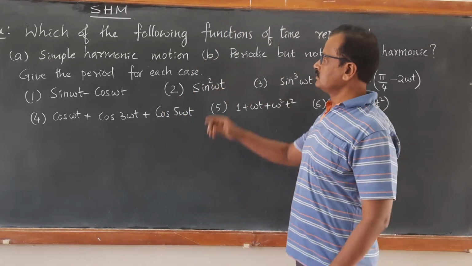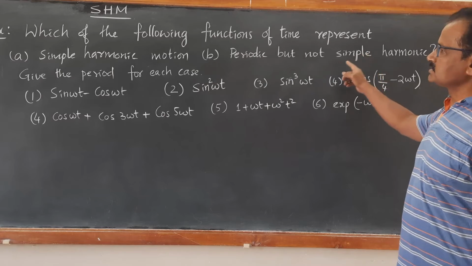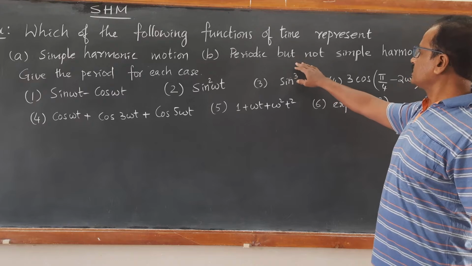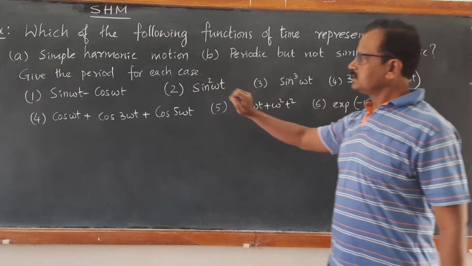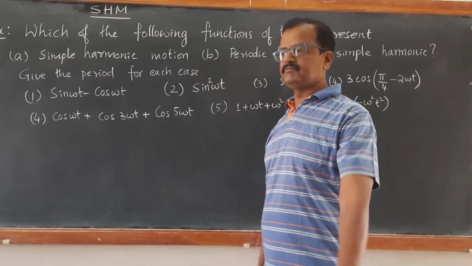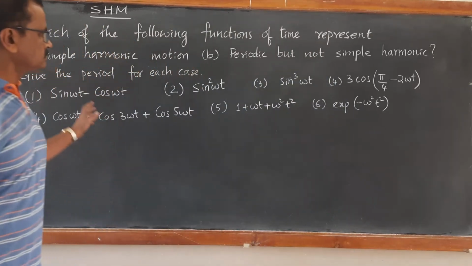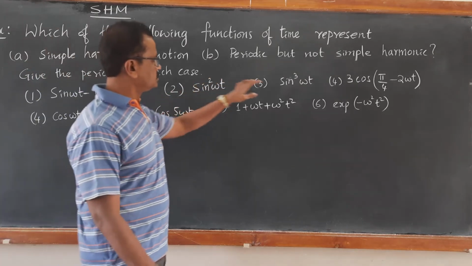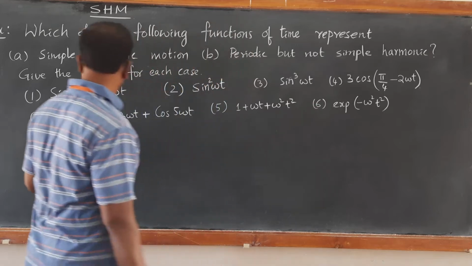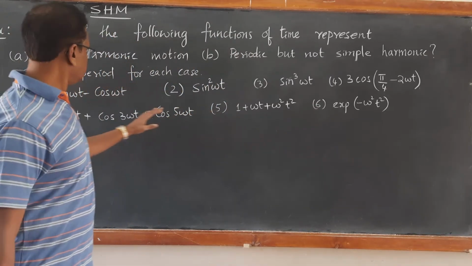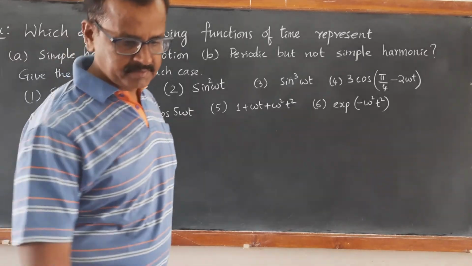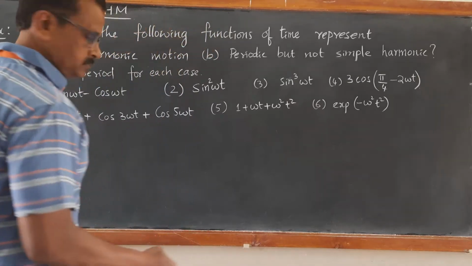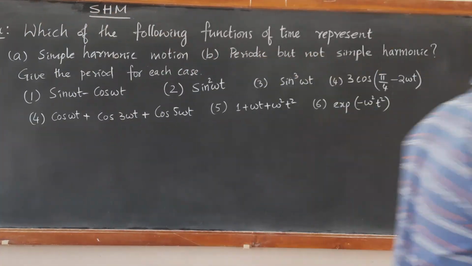Let us see this example. Which of the following functions of time represent simple harmonic motion? And second one, periodic but not simple harmonic motion. Give the period for each case. If possible, find out the period for these cases. So, some 6 expressions we have written here. 1, 2, 3, 4, 5. Okay. 6, 7 problems are there.